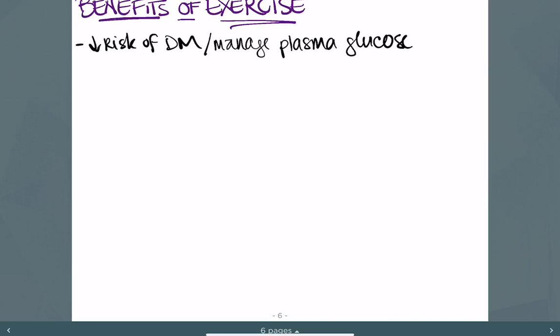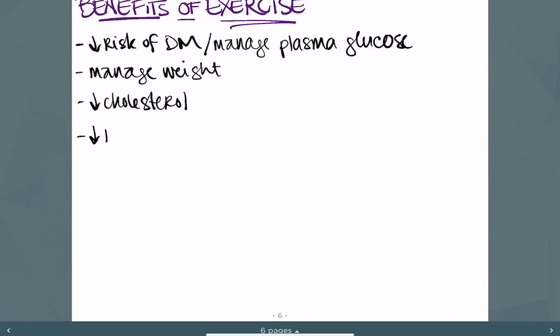Let's see, what else would you have on your list here for benefits of exercise? This can help you to manage weight, so it's important for weight loss goals and for maintenance of healthy weight. We didn't talk about it too much in this semester, but I think we hit it in pathophys. Exercise can reduce cholesterol.